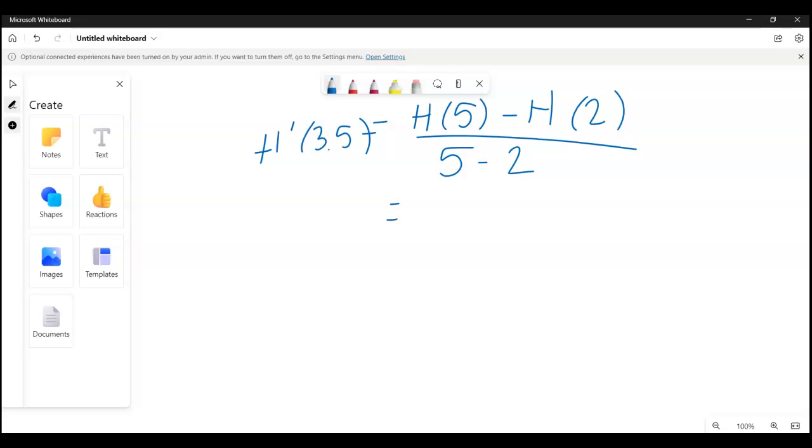All right. We have H of 5 minus H of 2 over 5 minus 2, which is 52 minus 60, which is negative 8 over 3 degrees Celsius per minute.